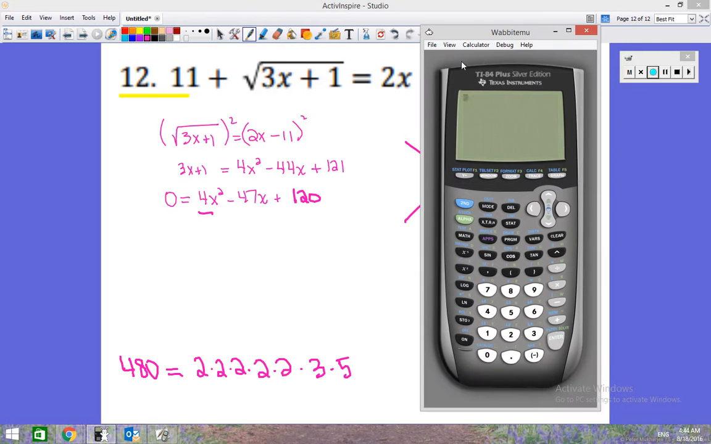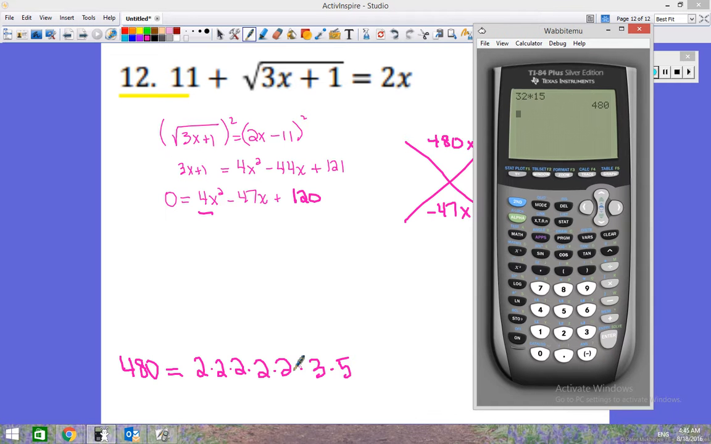So we do have 32 times 15 is 480. Okay. So taking these values and grouping them together so that we know that the product will be 480, but we want to add it up to 47 right now. So the 32 times the 15, and 32 plus 15 gives me the 47.